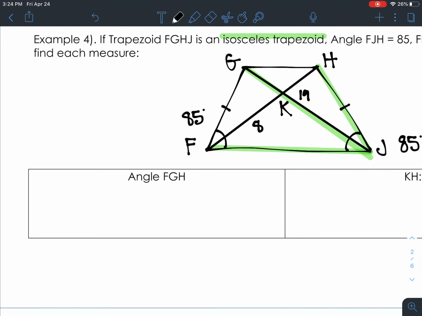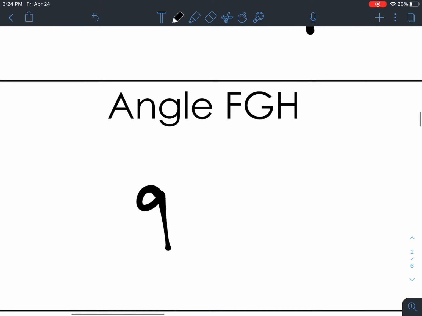Which means then that angle F and angle G have to be same side interior angles, which means that they have to be supplementary. So to find angle FGH, or angle G, you're just going to do 180 minus 85, which means that that angle is 95 degrees.